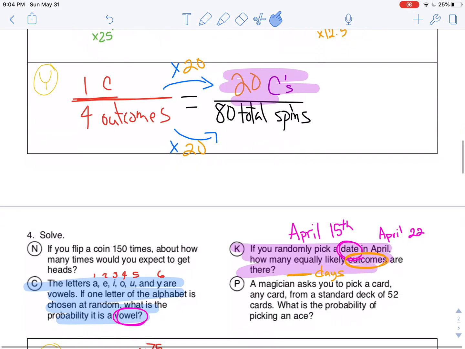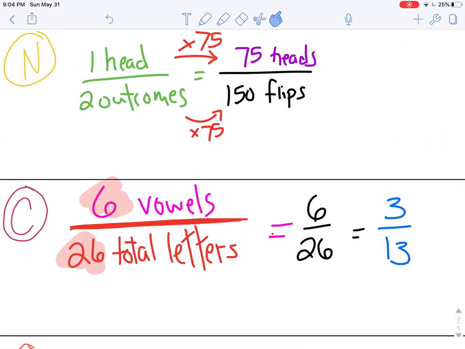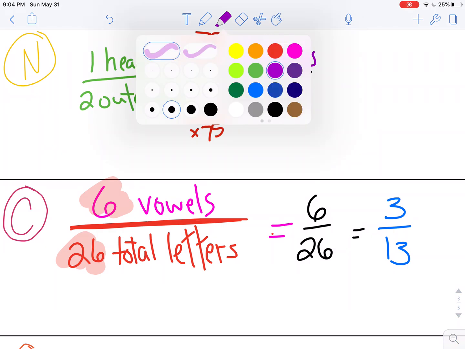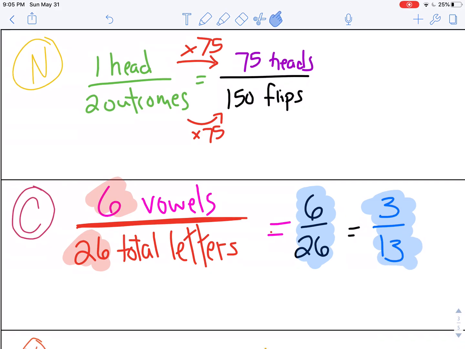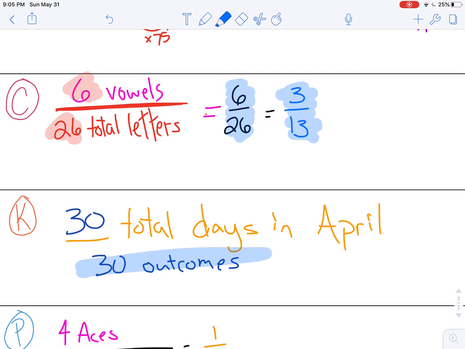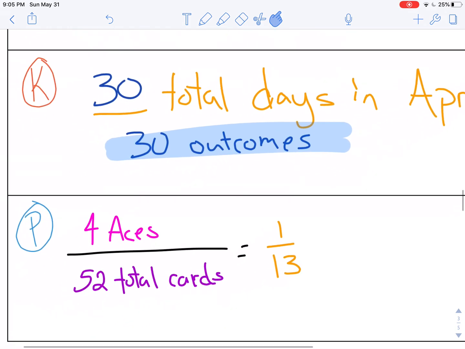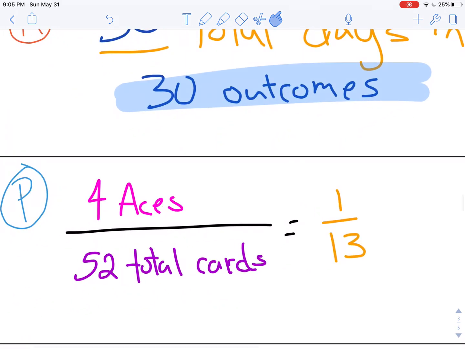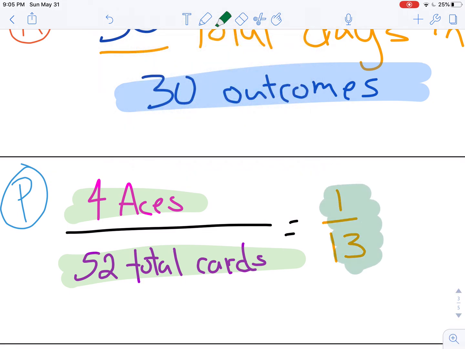All right, zooming on to the next page. There are 6 vowels out of 26 total letters. I told you in the first video that you would need to simplify 6/26. It simplifies to 3/13. That is your correct answer. There are 30 total days in April, so there are 30 equally likely outcomes. And the last one on this page said, what's the probability that you would draw an ace out of a deck of cards? Well, there are 52 cards. There are 4 aces. 4/52 simplifies to 1/13.